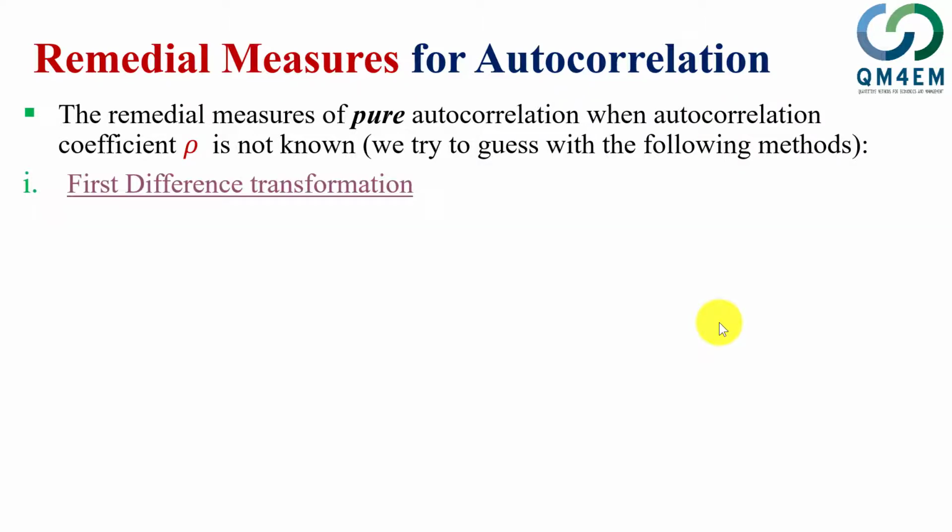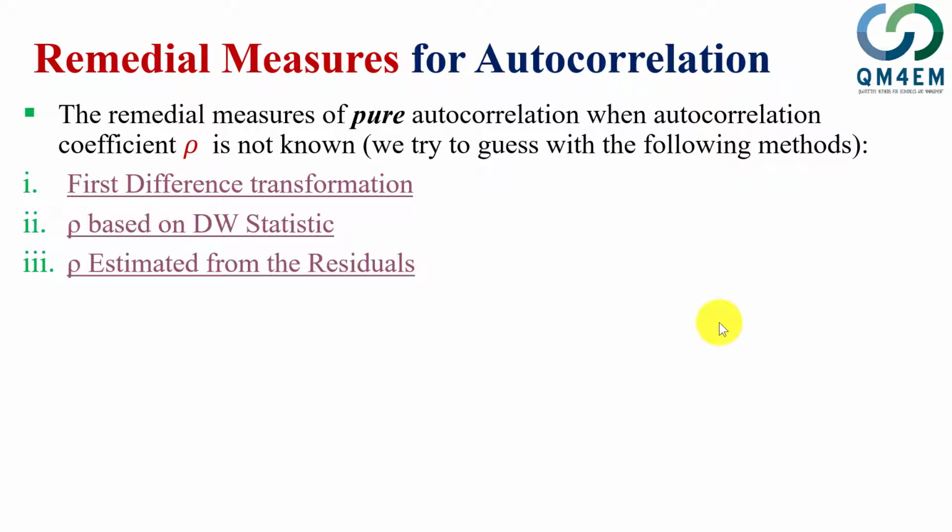These methods are the first difference transformation, the rho based on the Durbin-Watson statistic, and the rho estimated from the residuals, and then the Newey-West method. That method is a direct method used for large samples and it ensures BLUE OLS estimators through direct estimation. So first we are going to talk about the first three methods, and then we will move to the final method. So let me start with the first difference transformation.